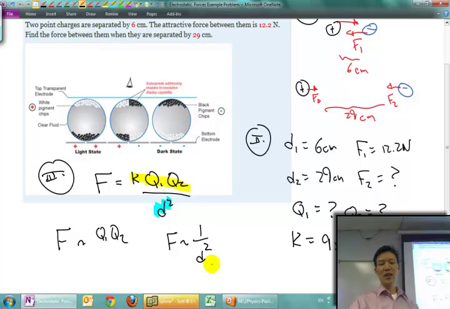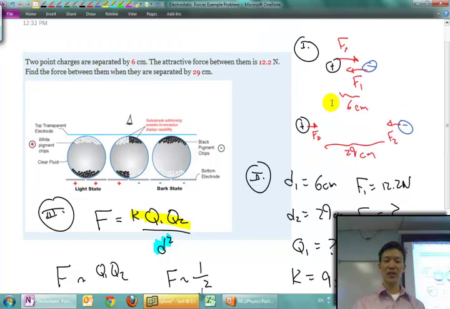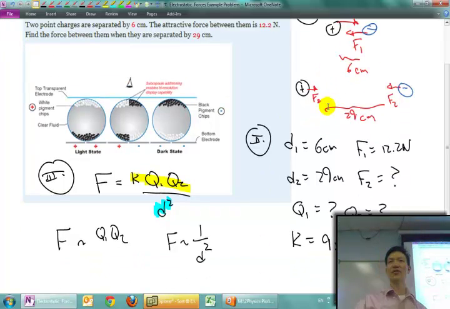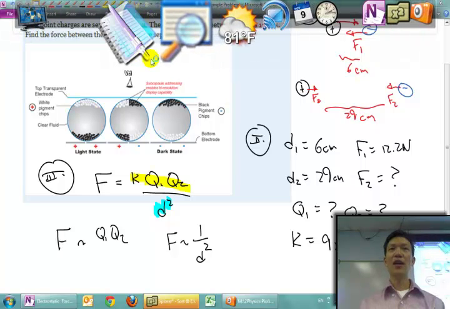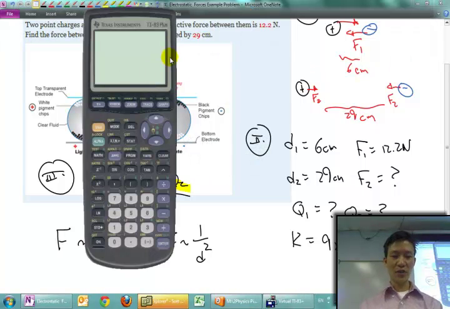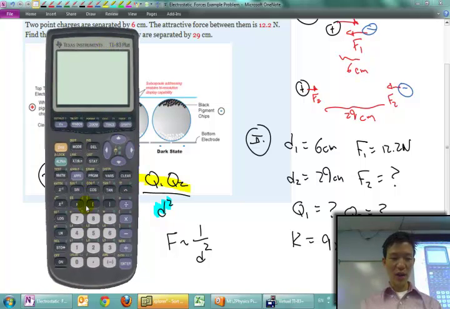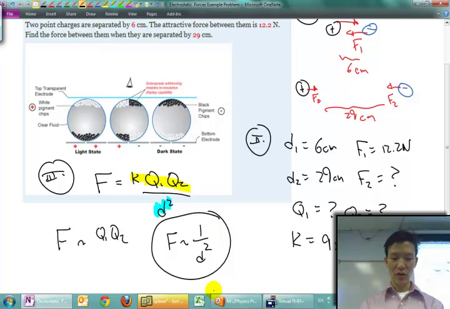So notice in this problem, if you compare 29 to 6 centimeters, it's almost 5 times the distance, right? Therefore, the force will not be about 5 times weaker, but what's 5 squared if it's 1 over the distance squared? Can you guys picture this? It's going to be about 25 times weaker.